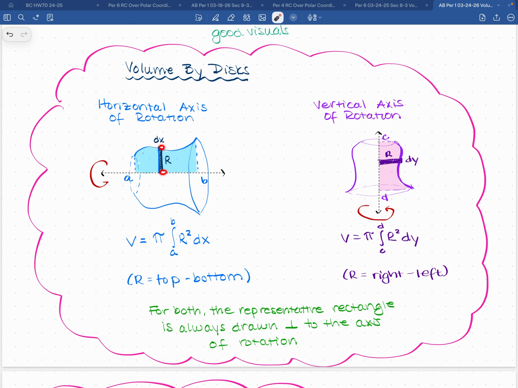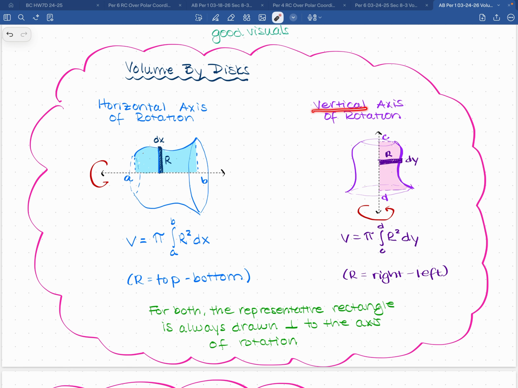Think about that when we get to washers, because washers can mess people up sometimes. But there's our radius, which in this case is going vertically. So you're always going to measure top minus bottom, and you'll just plug that in there into your formula.